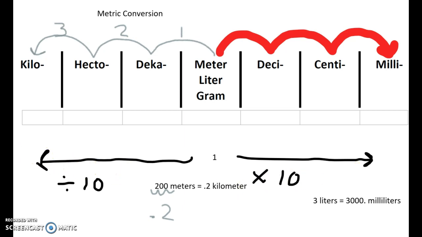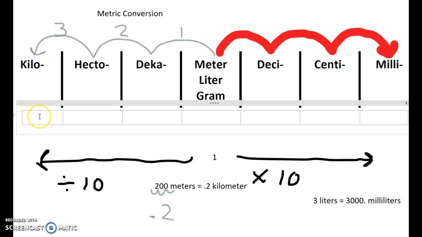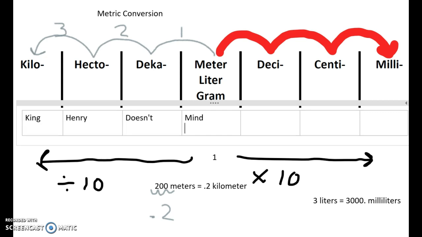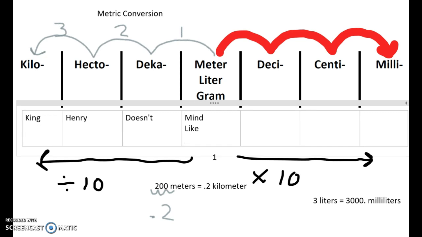Some people have trouble remembering the kilo, hecto, deca, deci, centi, milli, and I'll show you how I was taught. In order to remember this, you would state the acronym King Henry doesn't, and then meters was mind, liters was like, and grams was gag. Drinking chocolate milk.